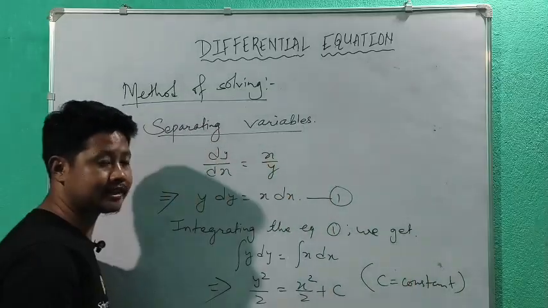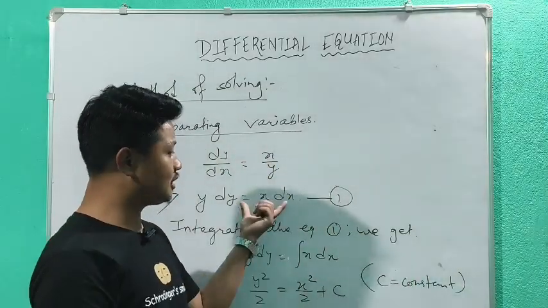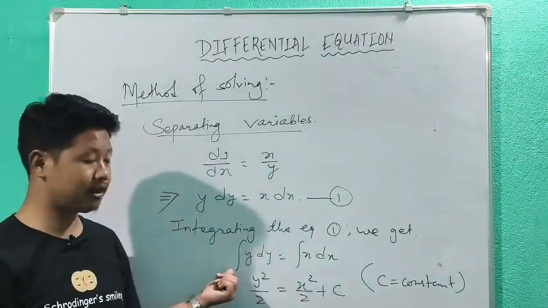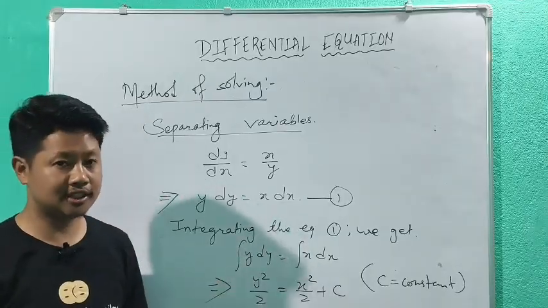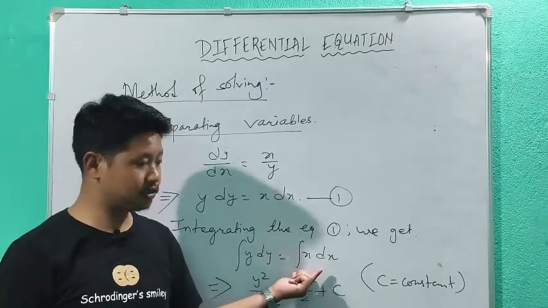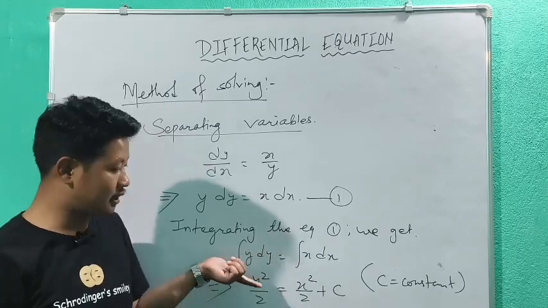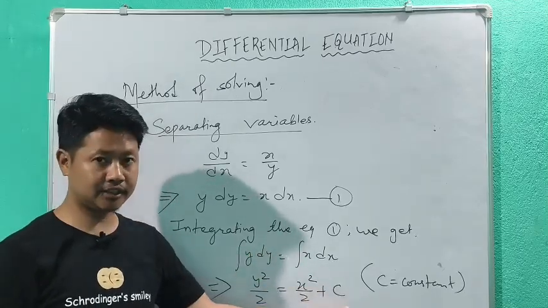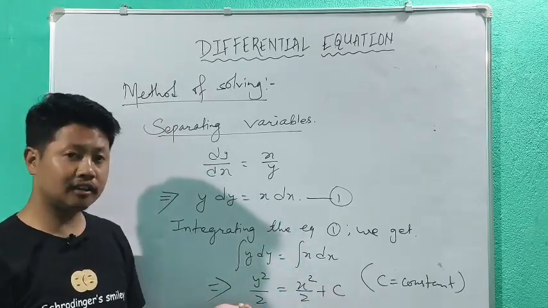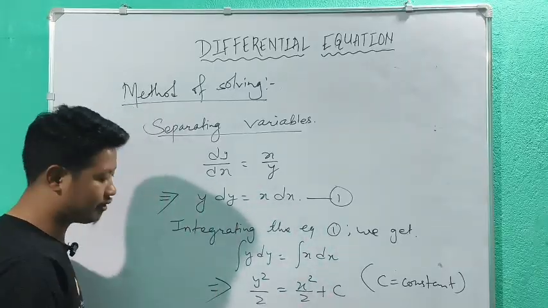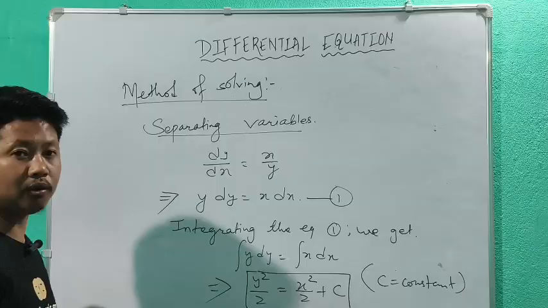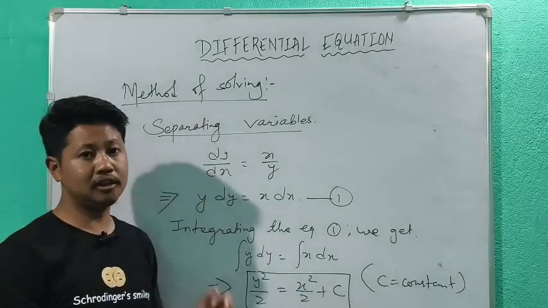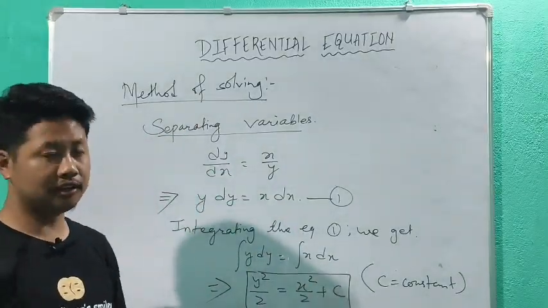But why do we need a constant here? Because this integration doesn't have any limits. So we call this an indefinite integration. So when you're solving an indefinite integration, we must write some constant. So this is the thing after we integrate the equation. So this is the way we can use this separating variable process.